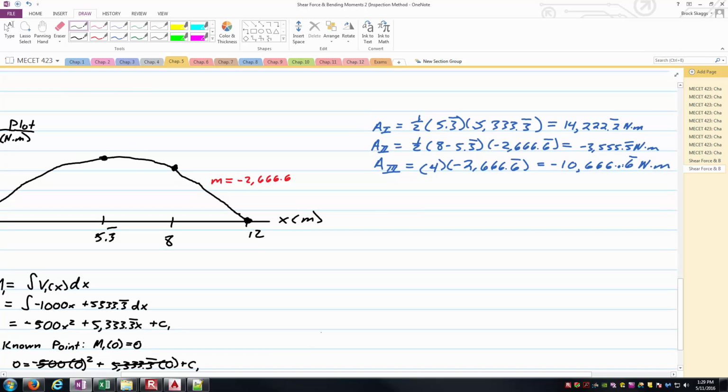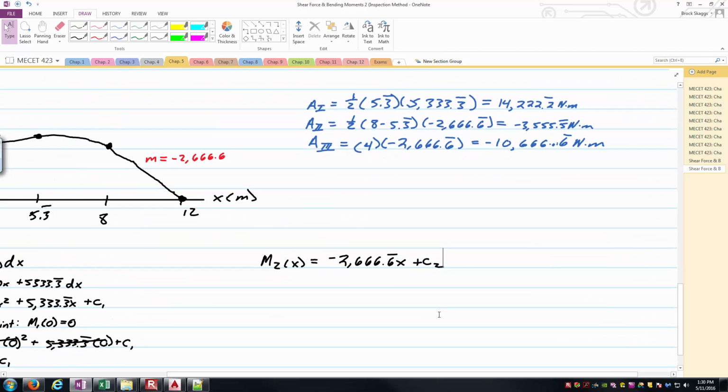And so now that I know the slope of the line, I can think, well, a line is mx plus b. And so m2 as a function of x is going to have the form negative 2,666.6 times x plus some b value. I'll call it C2 here. And so again, the problem at this point is to figure out what is C2. Well, here again you have to know a point. Some point on the line would be good.